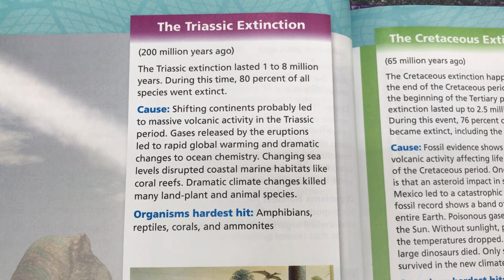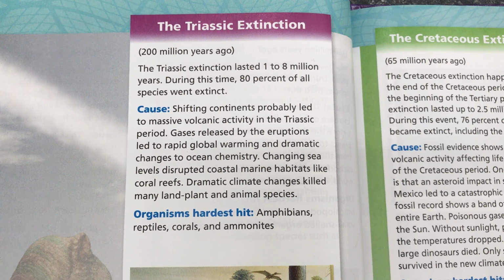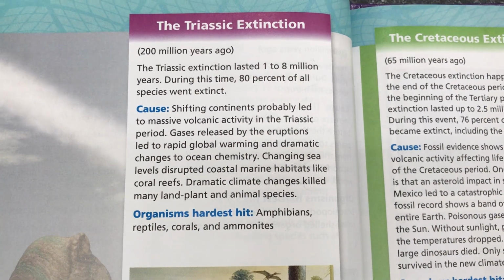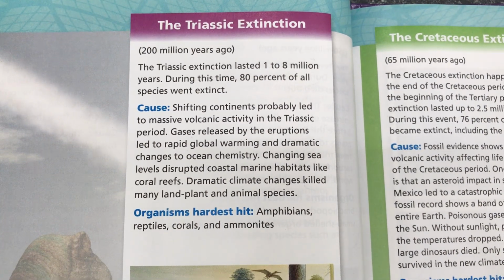Gases released by the eruptions led to rapid global warming and dramatic changes to ocean chemistry. Changing sea levels disrupted coastal marine habitats like coral reefs. Dramatic climate changes killed many land plants and animal species. Organisms hardest hit were amphibians, reptiles, corals, and ammonites. Okay, again, you're filling this out on your paper.